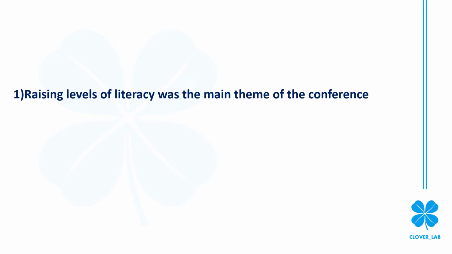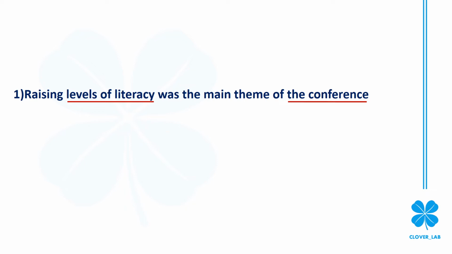The keywords here are conference and levels of literacy. And the statement tells that the main topic of the conference is about increasing the rate of literacy. In other words, the increase in the number of literate students, or something like that. So I hope you can understand this. And it means that we need to search the text to see if raising levels of literacy was indeed the main theme of this conference.